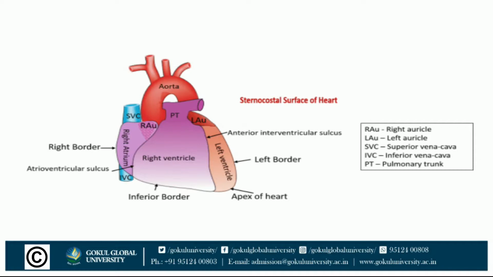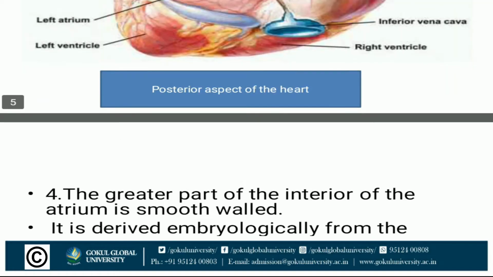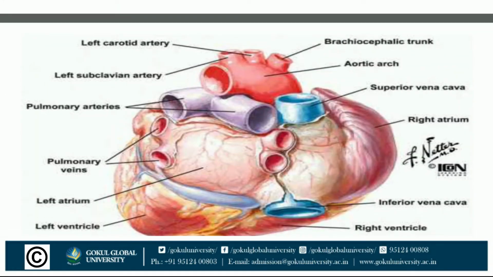The left atrium forms the left 2/3 of the base of the heart, the greater part of the upper border, and parts of the sternocostal surface and left surface of the left border. It receives oxygenated blood from the lungs through 4 pulmonary veins, and in this diagram you can see the 4 pulmonary veins. It pumps blood to the left ventricle through the atrioventricular, or bicuspid, or mitral orifice, which is guarded by the mitral valve.